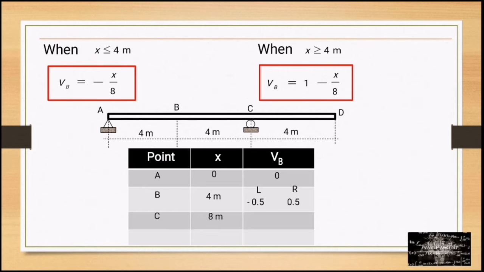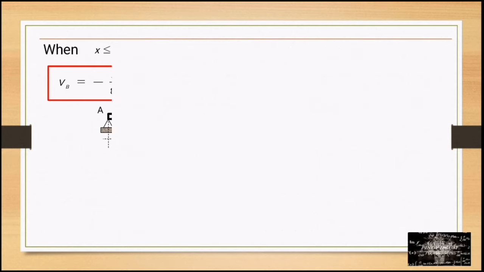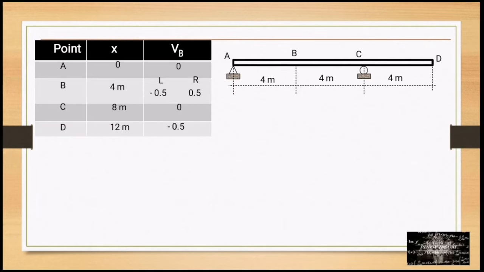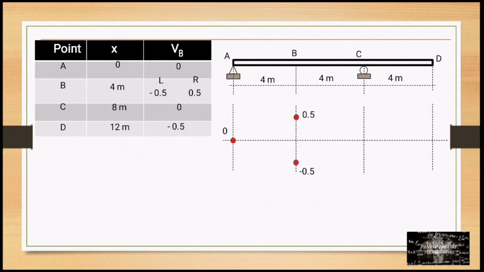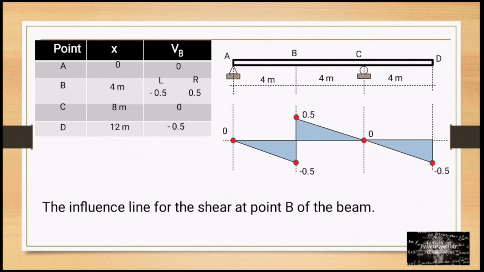So at point C, when x is equal to 8 meters, so yung VB natin is equal to 0. So sa point D, so 12 meters yung x, so yung VB natin is equal to negative 0.5. So, gawa tayo ng influence line for shear. So, at point A, we have 0. Then, sa point B, since we have left and right, so, sa left, we have negative 0.5. And sa right, mayroon tayong 0.5. Then, sa point C, we have 0. Then, sa point D, mayroon tayong negative 0.5. So, kukonnect natin yan. Ito siya. So, this is the influence line for the shear at point B of the beam.